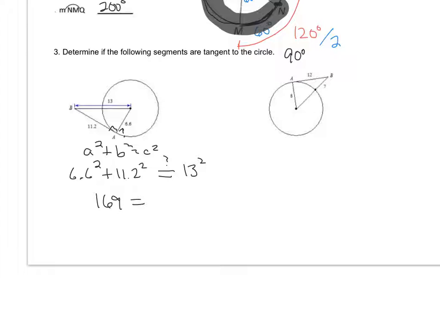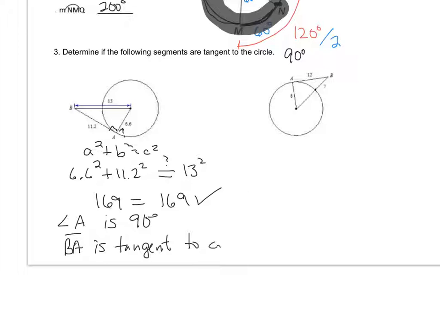So if I calculate that left side, 6.6 squared plus 11.2 squared, I get 169. And 13 squared is also 169. So what that tells us is basically angle A is a 90-degree angle. So in this case, we could say segment BA is tangent to the circle, because if it intersects the radius at a 90, then we say it is tangent, meaning at only one point.